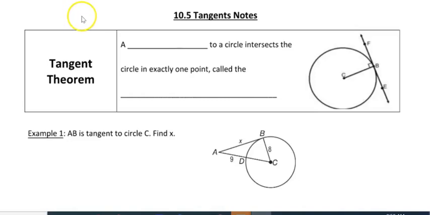Hey everyone, today's notes are regarding tangents. So first let's talk about what a tangent is.